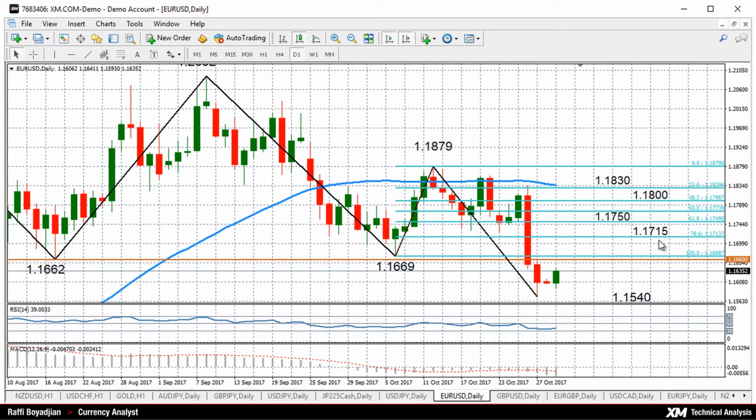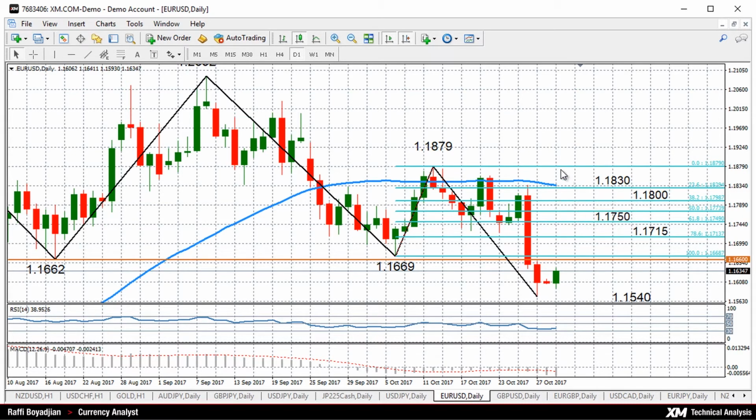Above that we could see resistance coming at just above the 1.17 handle at 1.1715, which would be the 78.6% Fibonacci of the upper leg from 1.1669 to 1.1879. Then we have 1.1750, which is the 61.8% Fibonacci, the 1.18 handle, the 38.2% Fibonacci, and the 1.1830 area, which is the 23.6% Fibonacci, and also where the 50-day moving average is currently hovering around.